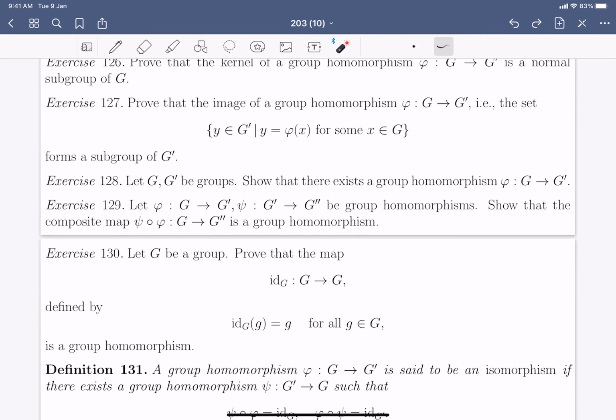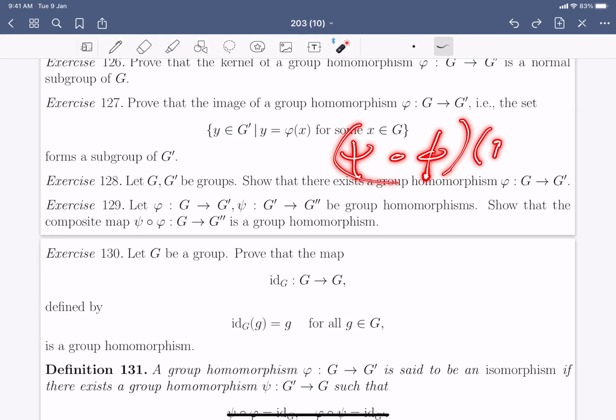Now if we have group homomorphisms phi and psi, where phi goes from G to G prime and psi goes from G prime to G double prime, then you can compose these two functions, right? Because the codomain, the target of the map phi, is G prime, and the domain, the source of the map psi, is G prime. So you can compose these two maps. This is denoted by psi composite phi.